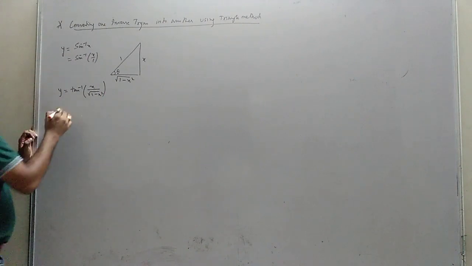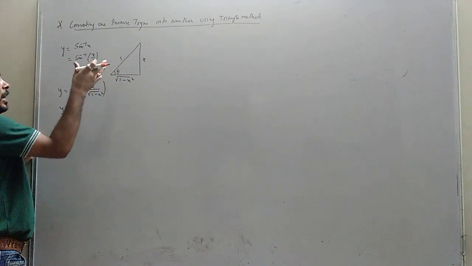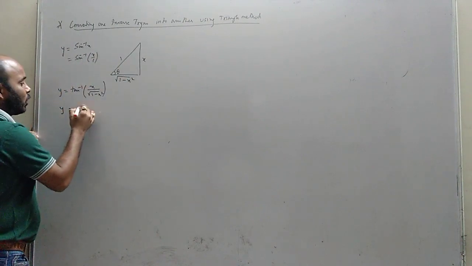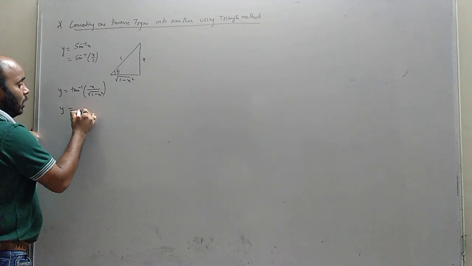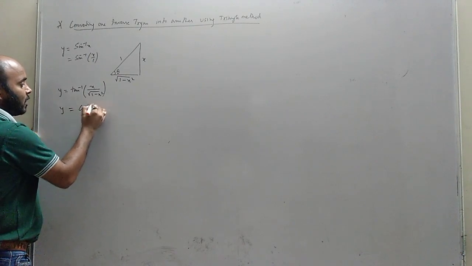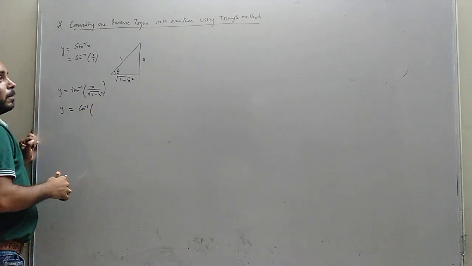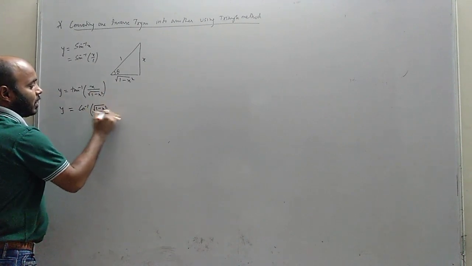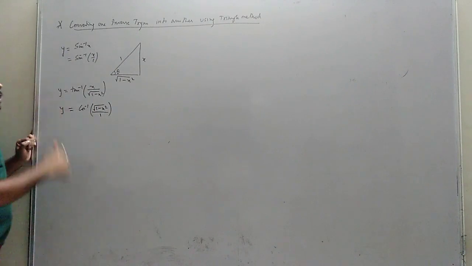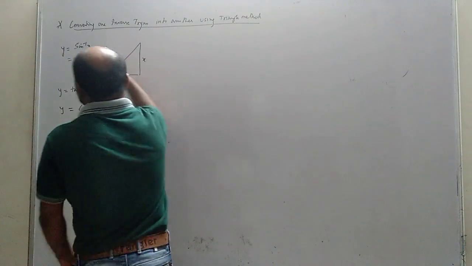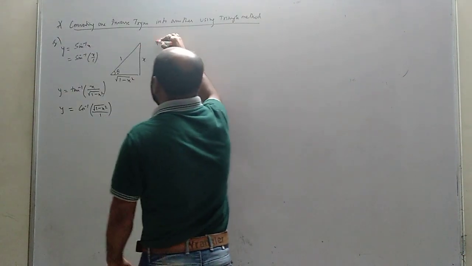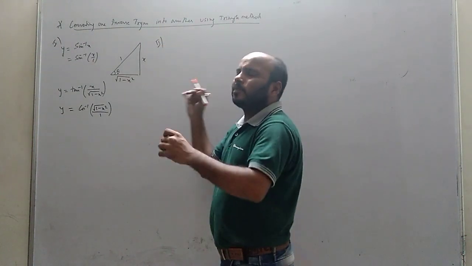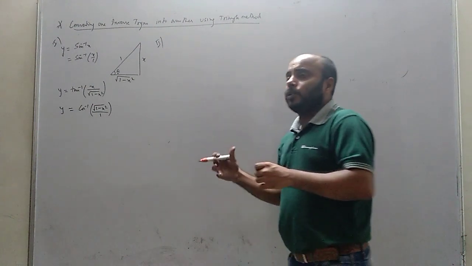Similarly, I can now convert into any Trigno function. Now I want to convert into cos inverse. What is cos inverse? Cos is base by hypotenuse. Base is under root 1 minus x square, hypotenuse is 1. Similarly, few more I will discuss, but this is not a formula. This is a method of converting one Trigno into another Trigno.